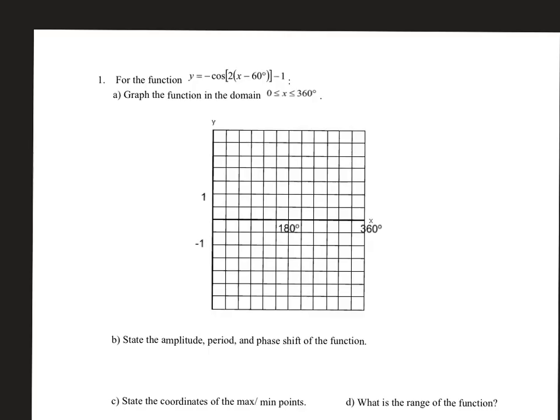As you see on the screen, we're going to graph the function y equals negative cos 2 times (x minus 60 degrees) minus 1, a pretty ugly function, in the domain greater than 0, less than 360. So when we scan the grid that's provided, you'll notice that for us to graph that function, we have to fill in the whole grid.